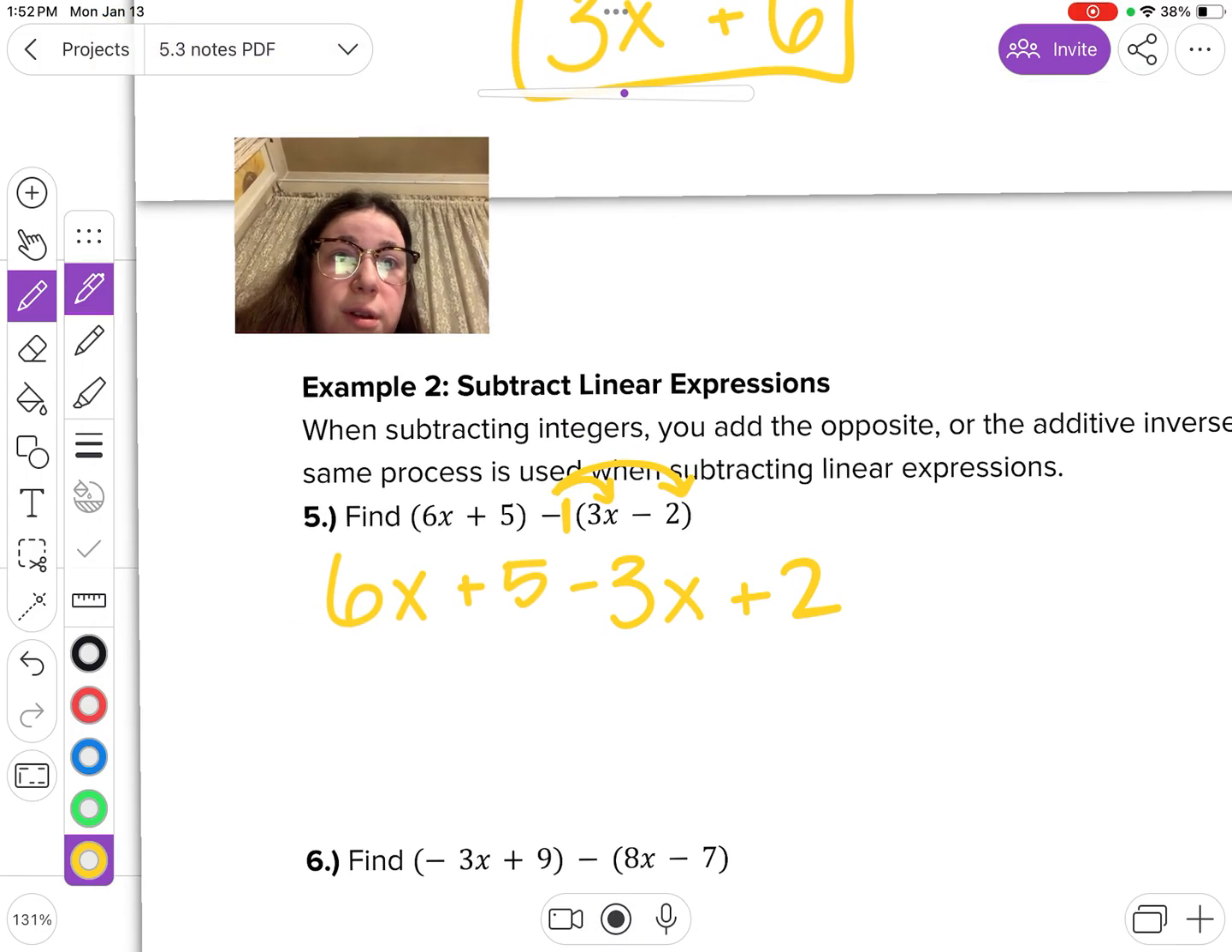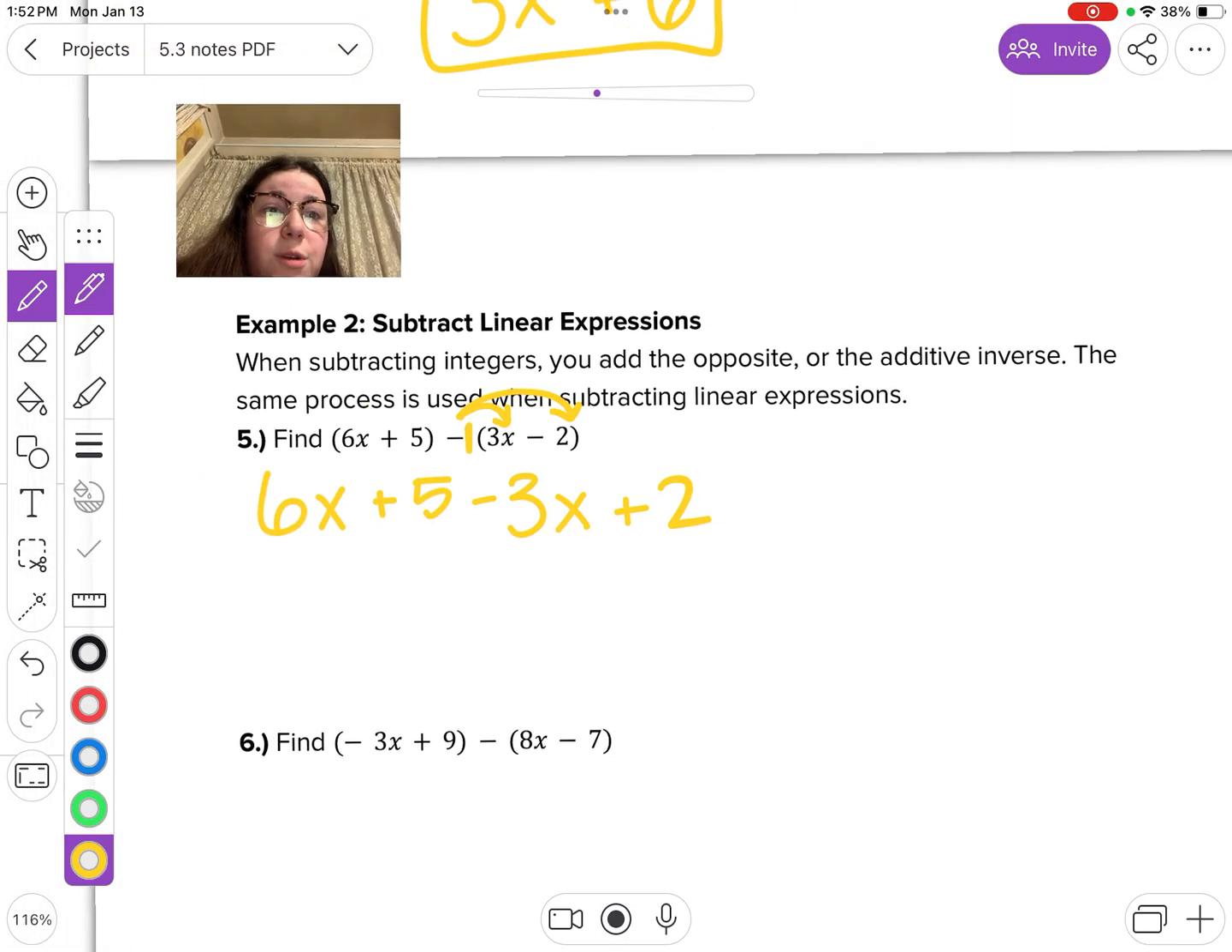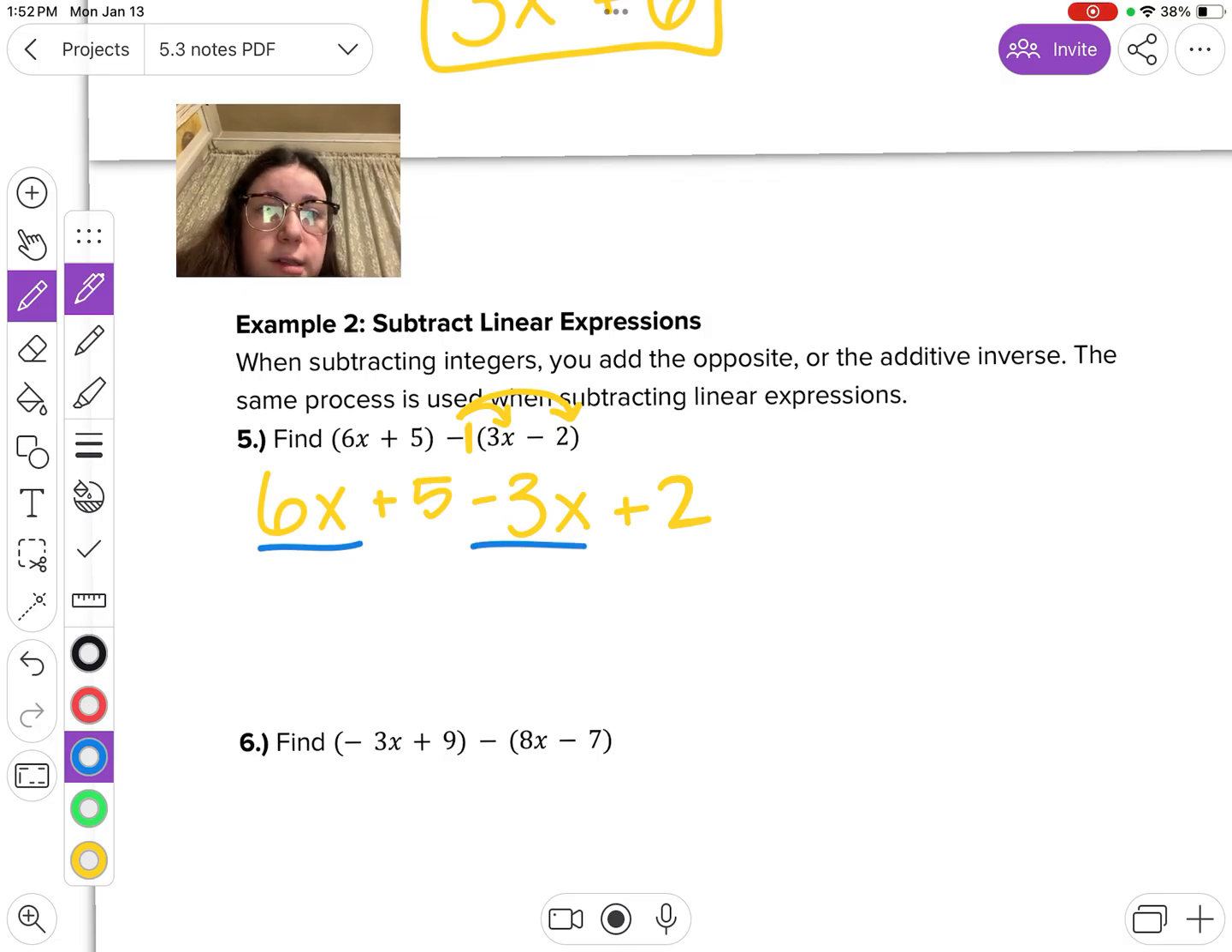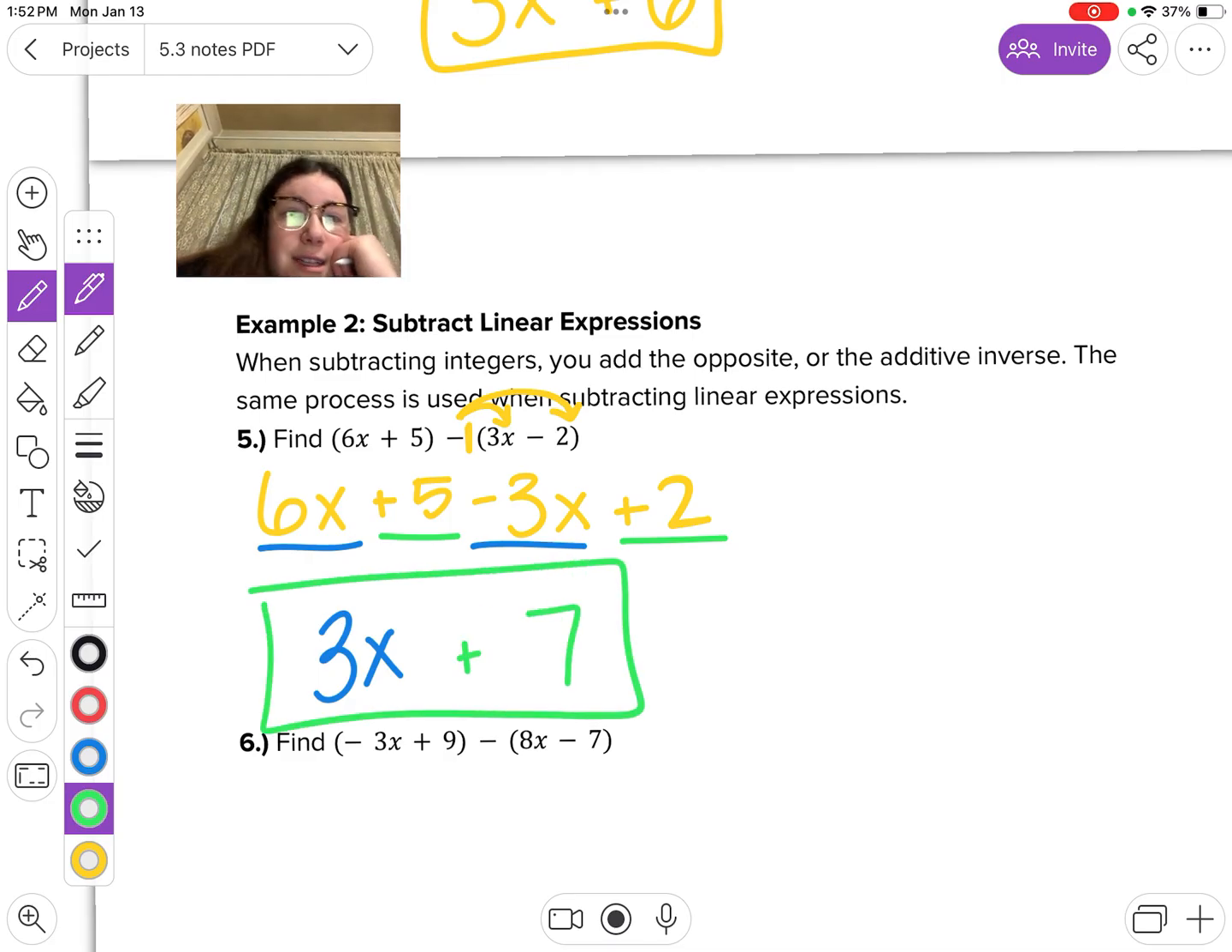And now we've broken everything out of our parentheses, which means we can go ahead and combine like terms. So let's do that. We've got 6x minus 3x, which gives us 3x. And then we've got 5 plus 2, which gives us 7. So our answer here is 3x plus 7.